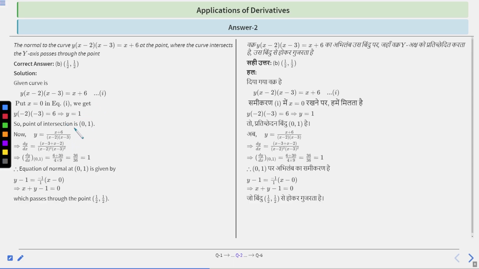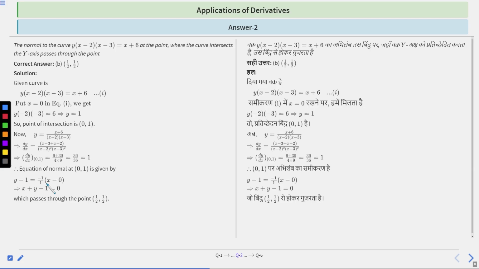Now y = (x + 6) / ((x − 2)(x − 3)). Therefore, dy/dx = ((x − 2)(x − 3) − (x + 6)(2x − 5)) / ((x − 2)²(x − 3)²). Therefore, dy/dx at (0, 1), putting x as 0, gives 30 / (4 × 9), which is 1. If the slope of the tangent, dy/dx, is 1, then the slope of the normal will be −1. Therefore, the equation of the normal at (0, 1) is y − 1 = −1(x − 0).